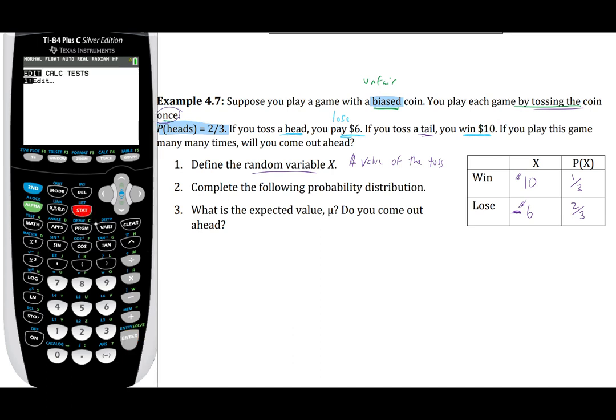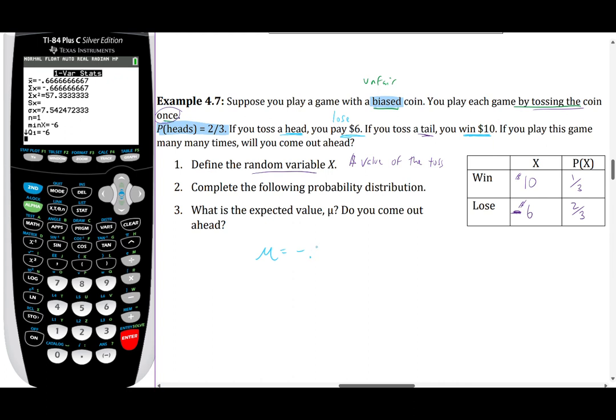From here, we're going to press stat, go to calc, 1-Var Stats. Same thing we've been doing for the last couple of examples, and we will get that mu is -0.66 repeated, or -67 cents. So do I come out ahead? No, I'm going to lose. In the long term of this situation, I'm going to lose money the more bets I make.